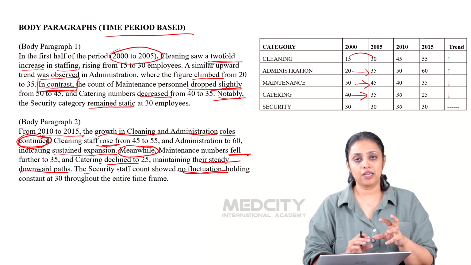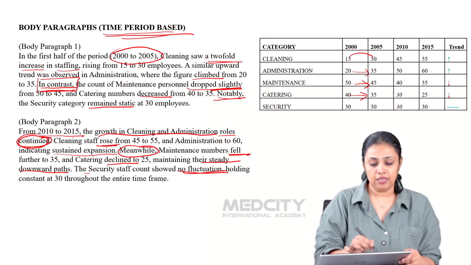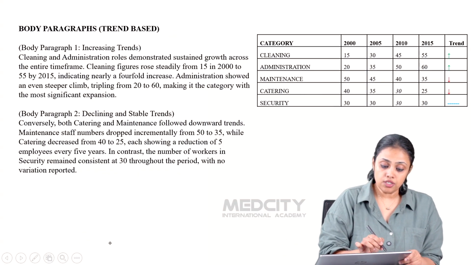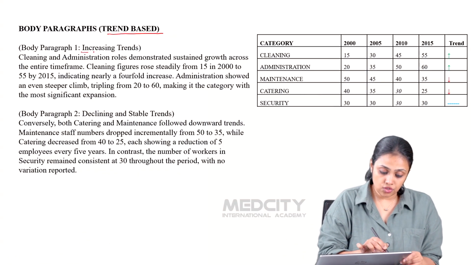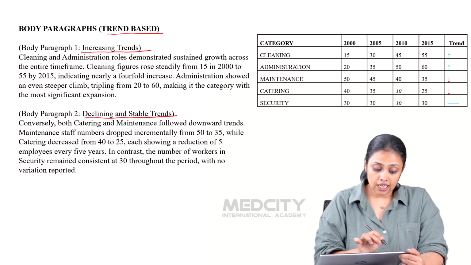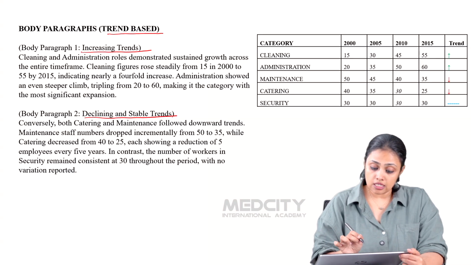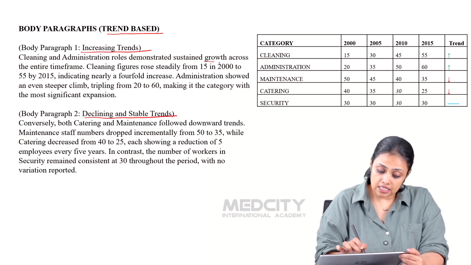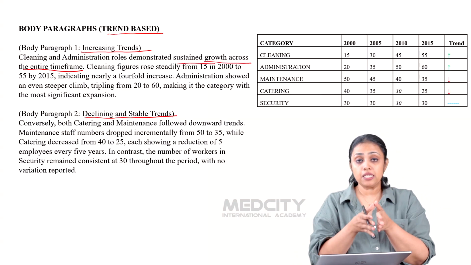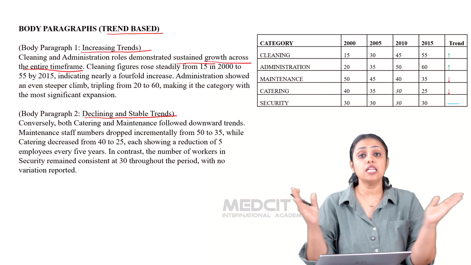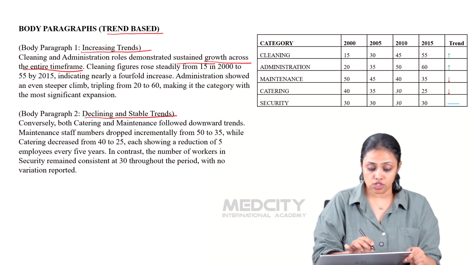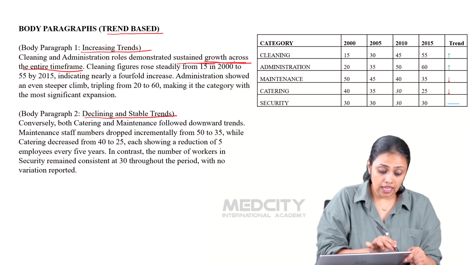Now, these two body paragraphs have been designed based on the time period. Now, let's also see another variation, which is trend based. That is, increasing trend in first body paragraph, declining and stable trends in the next body paragraph. Cleaning and administration roles demonstrated sustained growth across the entire time frame. Sustained growth. So here we are not split at the time period. We are considering the entire time period, and then we are reporting the details. So cleaning and administration roles demonstrated sustained growth across the entire time frame.